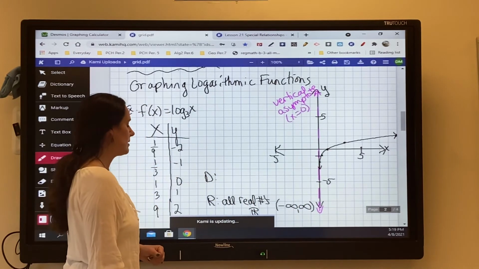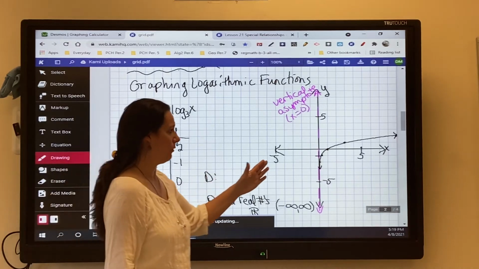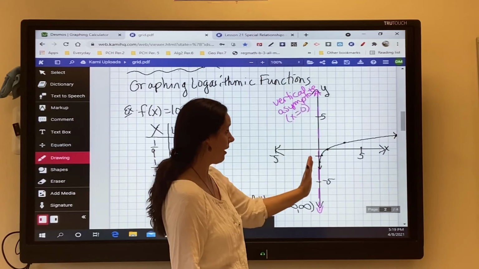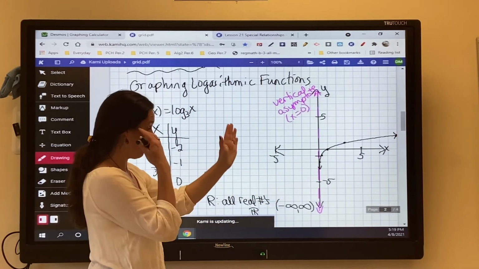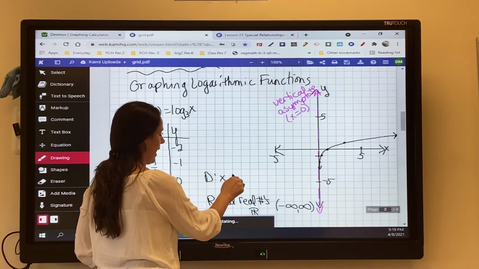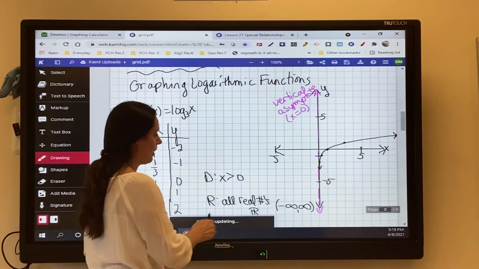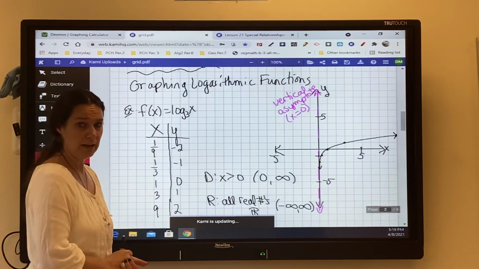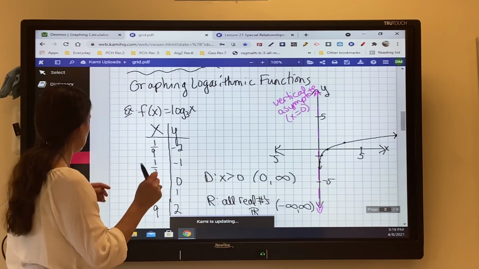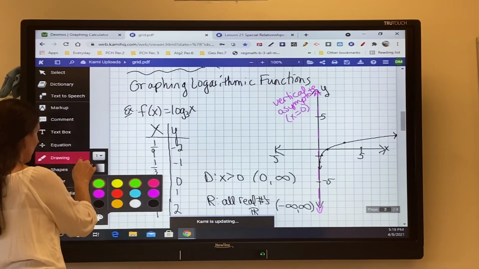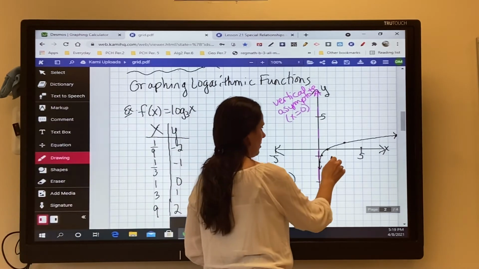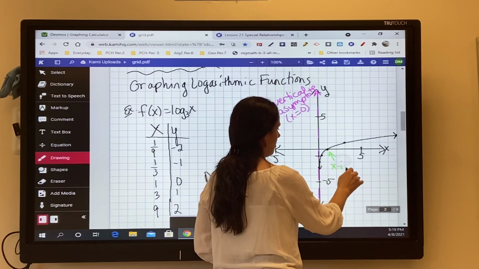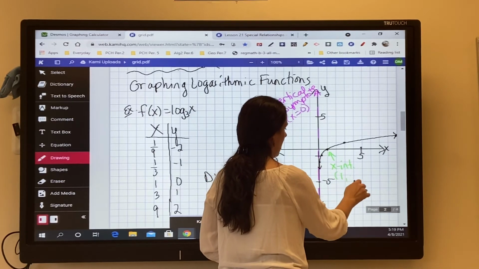And now it's the domain that's not all real numbers. The graph goes forever to the right, but it doesn't go forever to the left. It only goes as far left as this vertical asymptote, the y-axis. So our x values are going to be greater than 0. In interval notation, that would be 0, comma, infinity. And a couple more things that we want to put down. If there's an intercept for your graph, you want to state its coordinate and name what it is. So this is an x-intercept, and that's the point 1, comma 0.